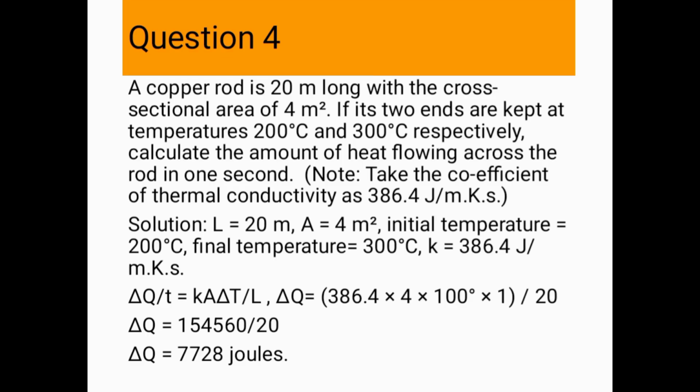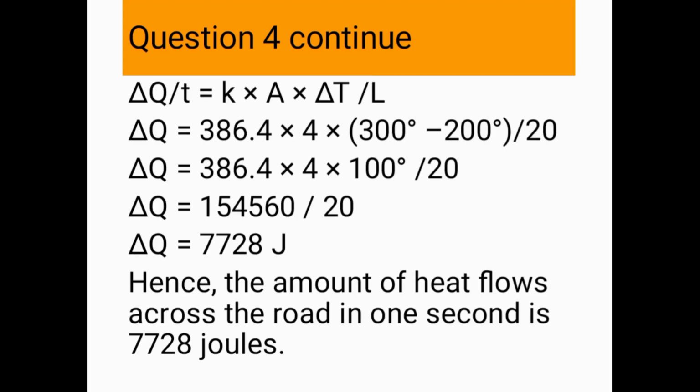Question 4. A copper rod is 20 meters long with a cross-sectional area of 4 square meters. If its 2 ends are kept at temperatures 200 degrees Celsius and 300 degrees Celsius respectively, calculate the amount of heat flowing across the rod in 1 second. Note: take the coefficient of thermal conductivity as 386.4 J per meter Kelvin second. Solution: L equals 20 meters, A equals 4 square meters, initial temperature equals 200 degrees Celsius, final temperature equals 300 degrees Celsius, K equals 386.4 J per meter Kelvin second.